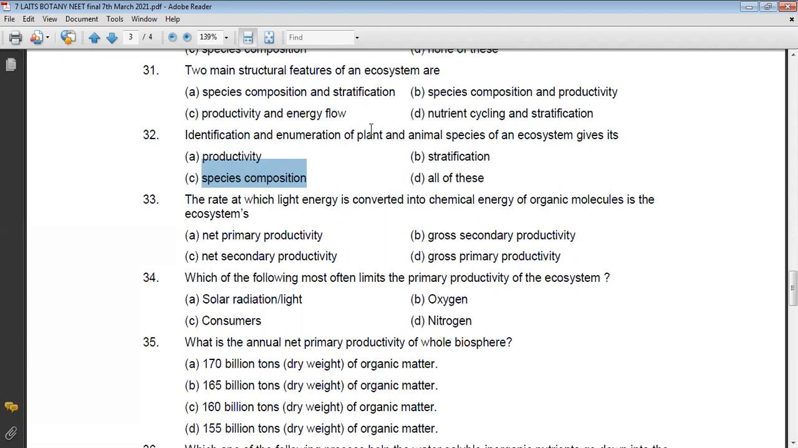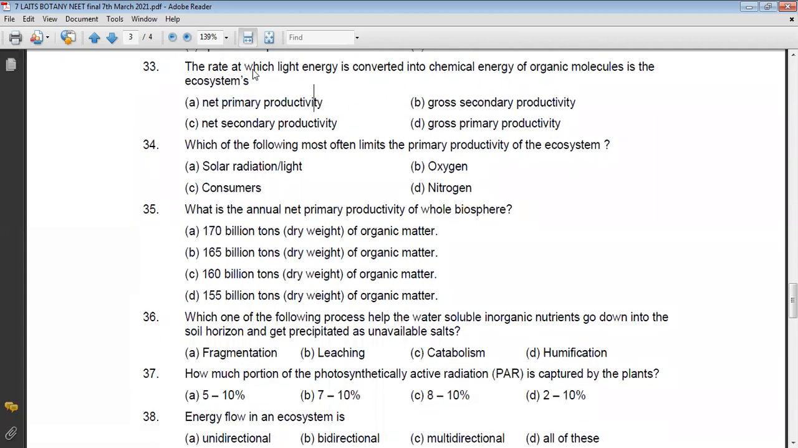Question number 33. The rate at which light energy is converted into chemical energy of organic molecules is the ecosystem's, we can say, gross primary productivity.